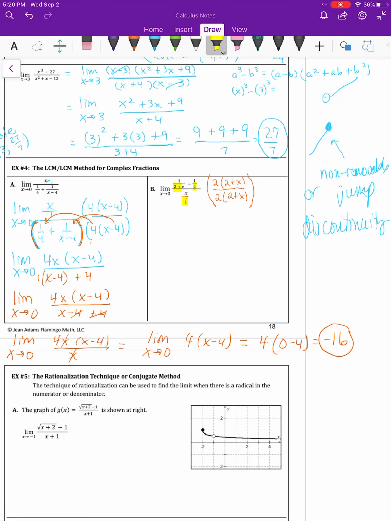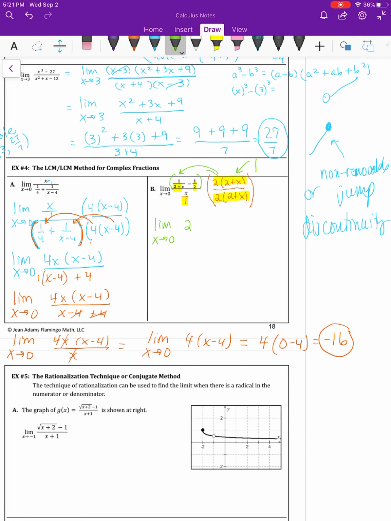this right here is my least common multiple, which is my common denominator. But I had to write it over itself because I needed that fraction to equal 1. Okay? And now I need to put parentheses around this. And of course that one's fine. But I've got limit as x goes to 0. Now, distribute, and the 2 plus x's cancel.